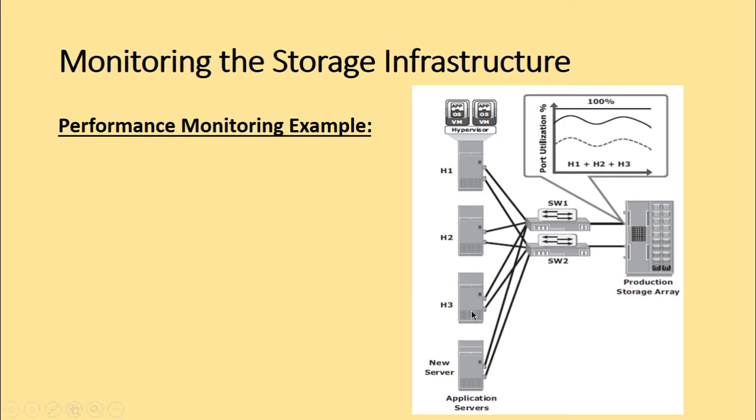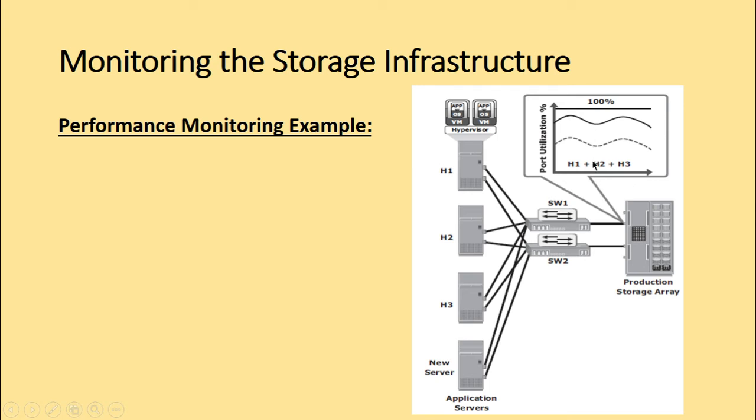A new server running an application with high workload must be deployed to share the same storage port as H1, H2 and the server H3. Now monitoring the array port utilization ensures that a new server does not adversely affect the performance of the other servers. So in this example, the utilization of the shared storage port, that is these ports here, is shown by the solid and the dotted lines in the graph.